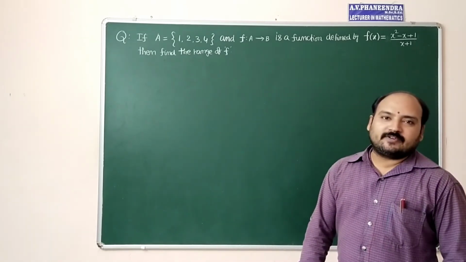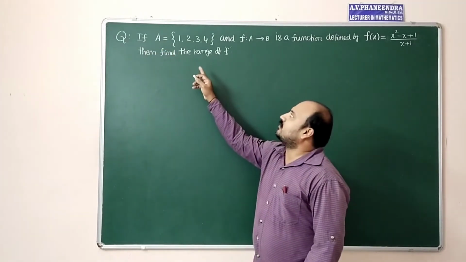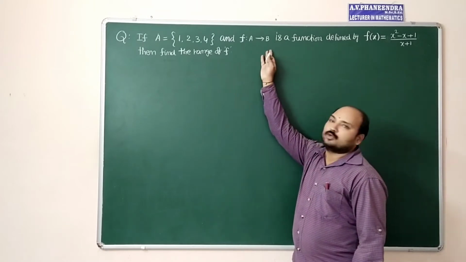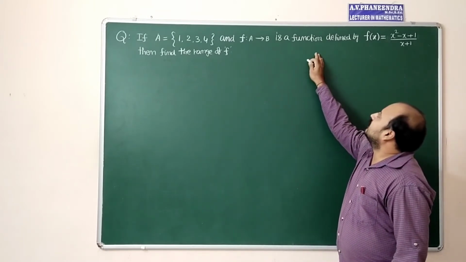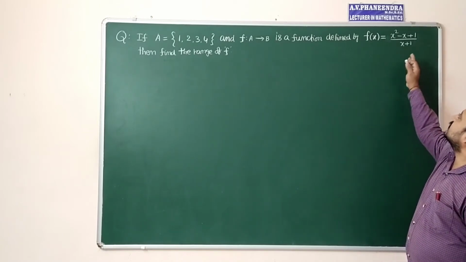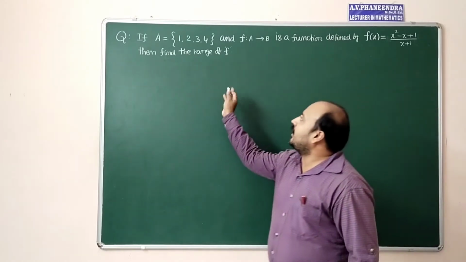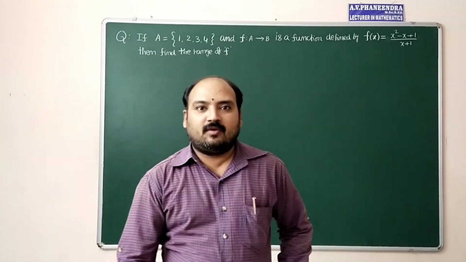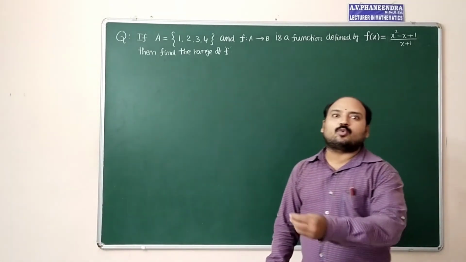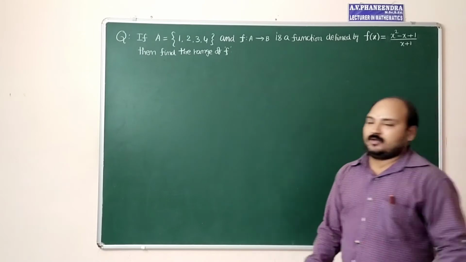So first, let us have a discussion. The first question: if capital A equal to the set {1, 2, 3, 4} and f is defined from A to B, a function defined by f of x equal to (x square minus x plus 1) divided by (x plus 1), then find the range of f. Whenever f is defined from A to B, then f of A equal to B. That means the range of the function equal to codomain.